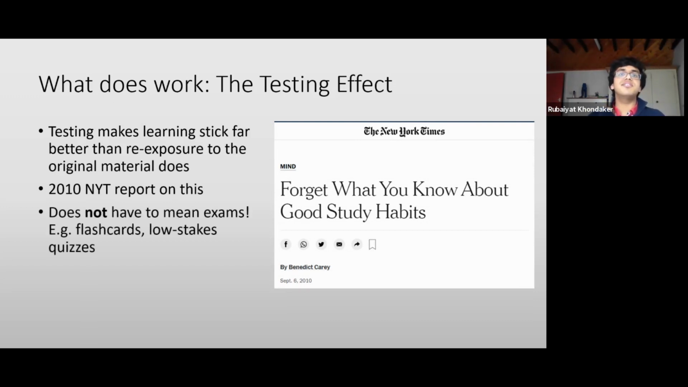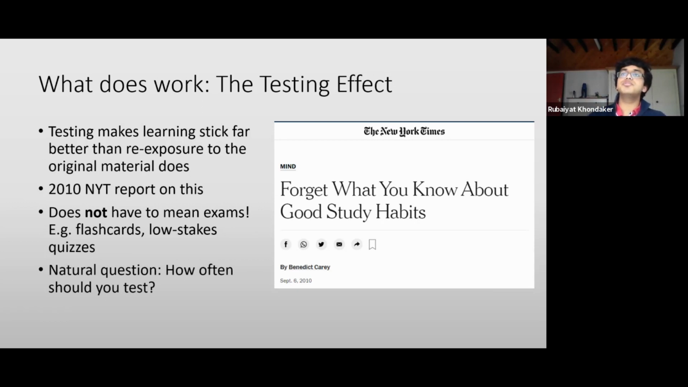So testing does not necessarily have to mean exams. It can mean like flashcards, quizzes, again, practice questions. It doesn't necessarily mean, okay, let's do exams every week now. But a natural question you might ask is, okay, how often should you test? Like, okay, should you test once every semester? That's probably too long. Once every month? Maybe once every week? Once every day? Probably not. So how often should you test?